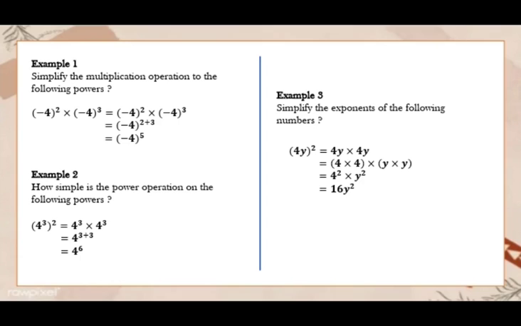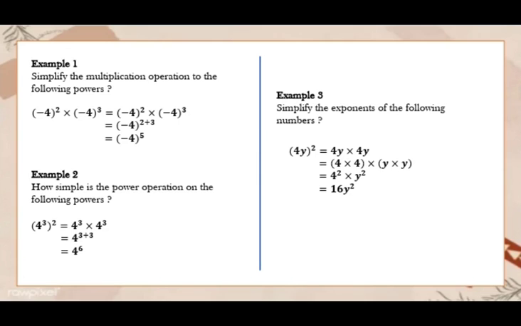Example 2. How do we simplify the power operation on the following? 4 cubed, in brackets, squared. The first step, convert it into repeated multiplication: 4 cubed multiplied by 4 cubed. Second step, add up the exponents: 4 to the power of 3 plus 3. The last step, keep it simple: 4 to the power of 6.